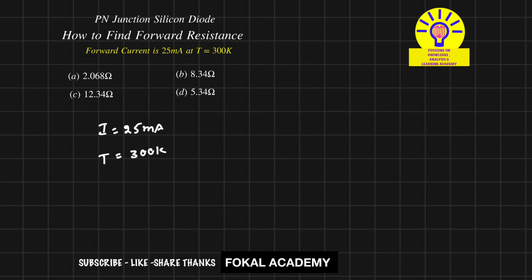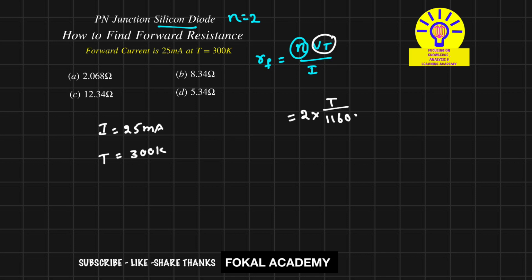Now we know the relation for forward resistance and forward current. Forward resistance RF is equal to eta Vt by current I. Here eta is a constant value, and for a silicon diode eta is equal to 2. So it becomes 2 into Vt, where Vt means thermal voltage, which is temperature by 11,600, upon the current, which is given as 25 milliamperes, that is 25 into 10 power minus 3.